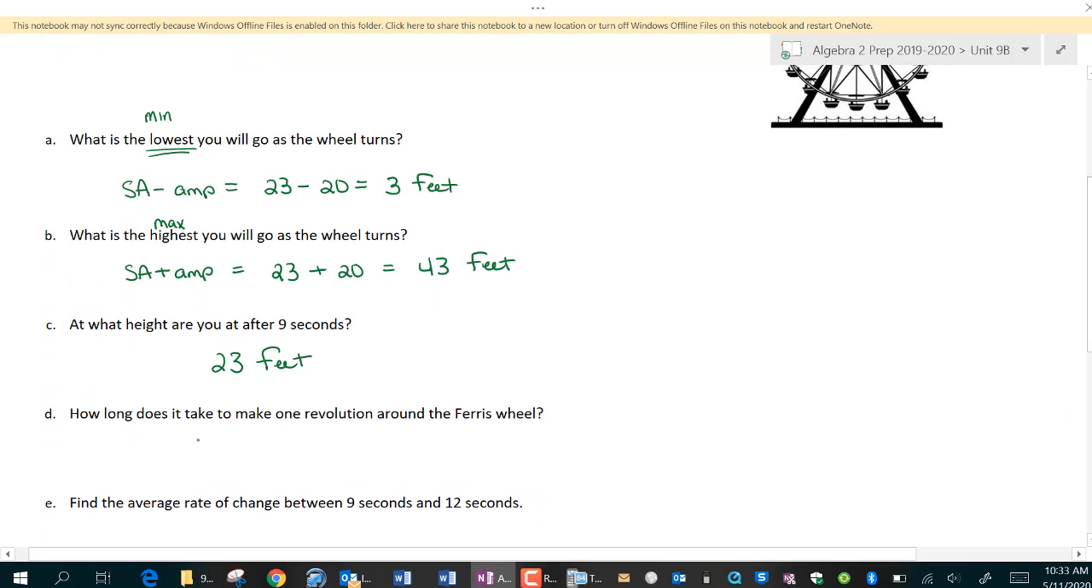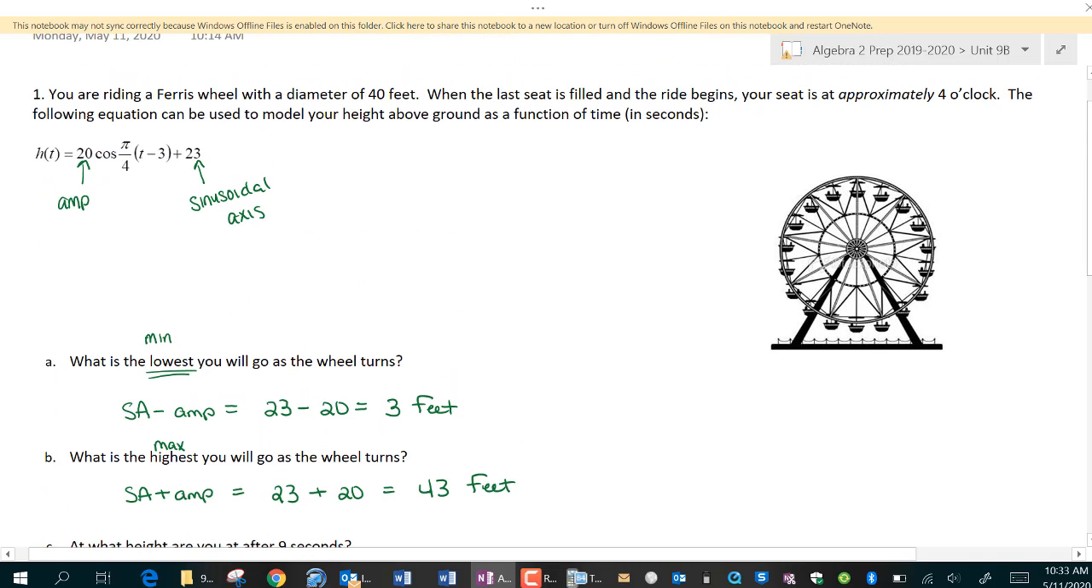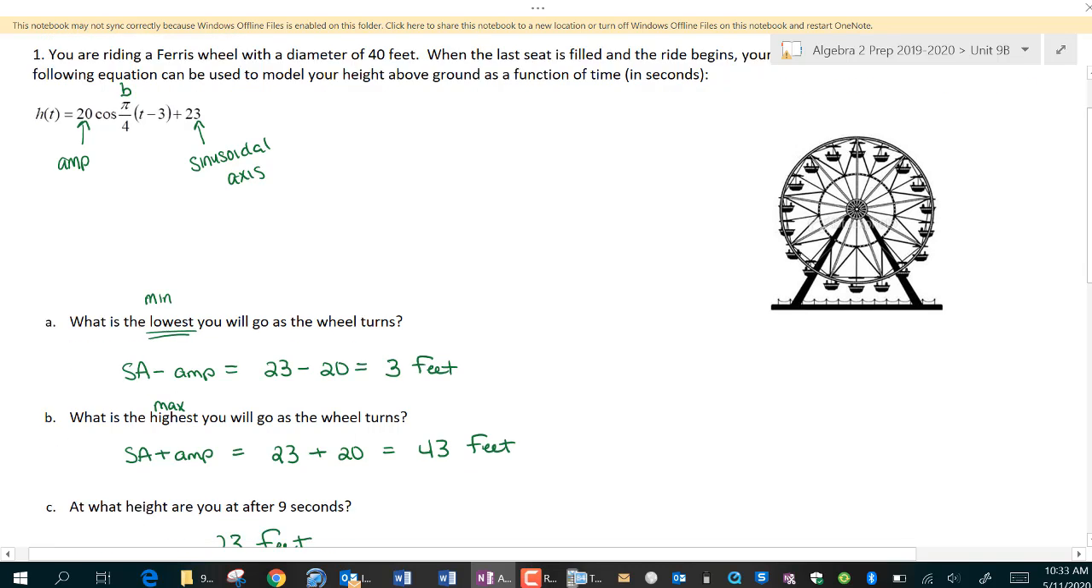Okay, D, how long does it take to make one revolution around the Ferris wheel? So this is the period. Anytime we're talking about one revolution, one cycle, that's the period of the function. So remember, to do this, we do 2 pi divided by b, and that b is the number right after sine or cosine, but before our variable. So b in this case is pi over 4.